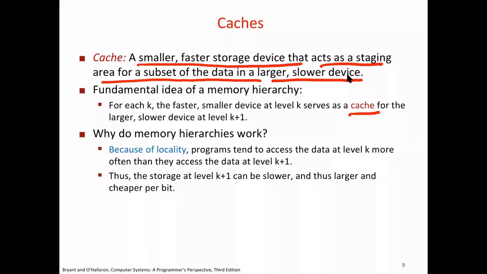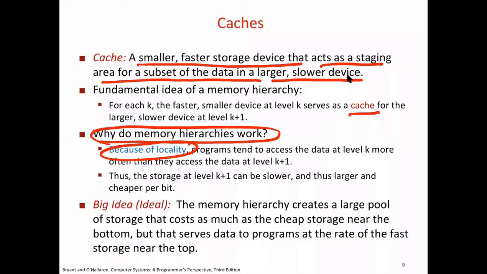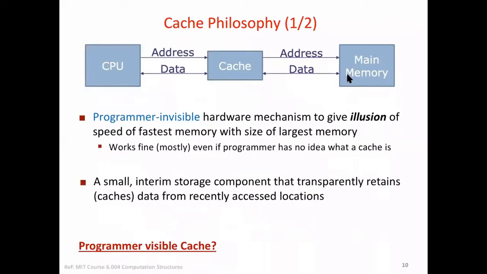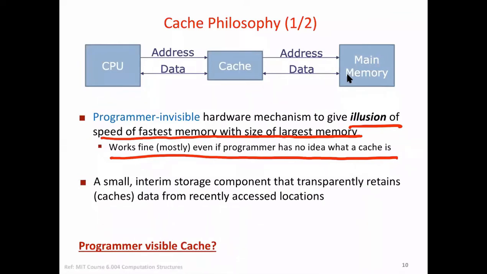And we have seen this concept, that memory hierarchy works only because of locality. This point is that whatever happens, it's not visible to the programmer at all. So the programmer simply gets the illusion of the speed of the fastest memory with the size of the largest memory that we have discussed just a few minutes back, and it works fine even if the programmer doesn't have any idea of cache.